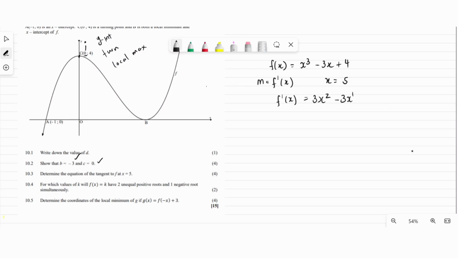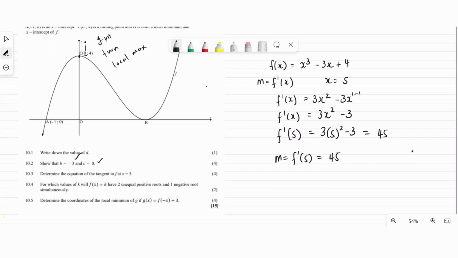1 minus 1. Then the constant is going to cancel. So let's simplify this. Here I'm going to get 3x squared minus 3 at a point where x is equal to 1. So we're going to substitute this 5 here. So it's going to be what? We're going to get this as being 45. So therefore m is equal to f prime at 5, which is equal to 45, right?